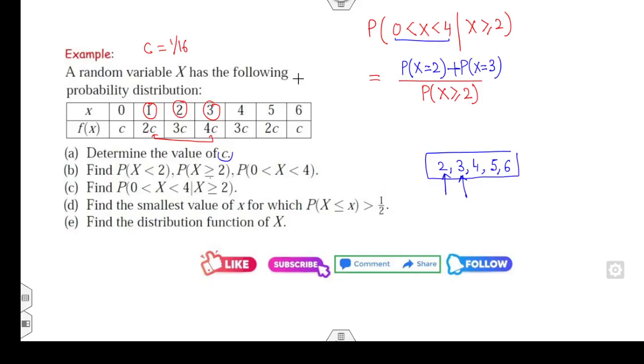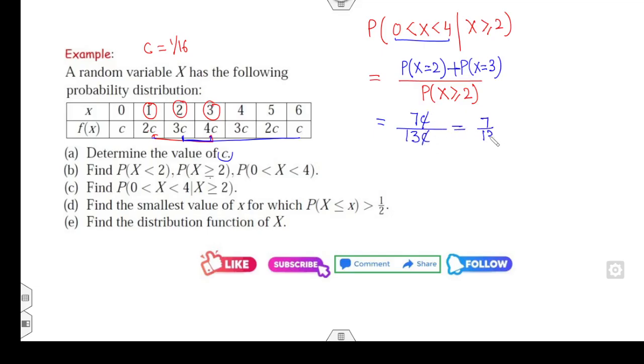Now you can substitute the values. What is the answer for x equal to 2 and x equal to 3? That is 3 and 4, so 7c. And what is the answer for x greater than or equal to 2? These five numbers give 13c. c and c will cancel. So 7 over 13 is the right answer of the problem.